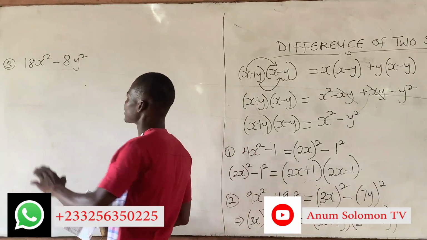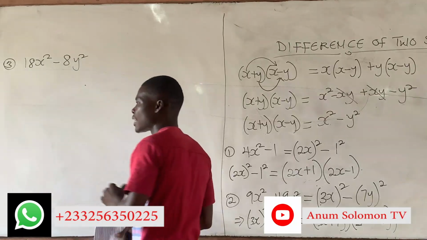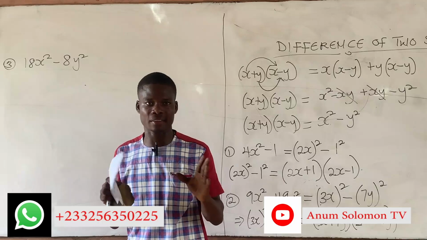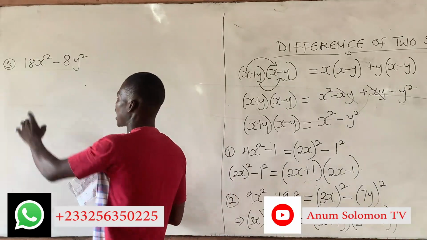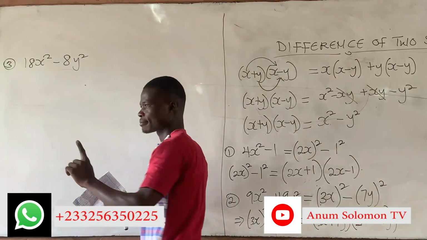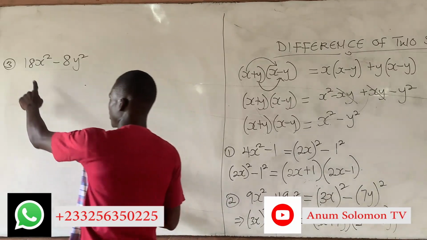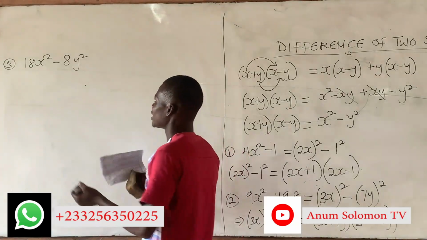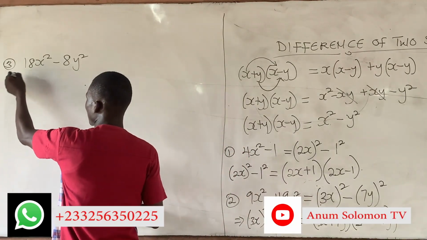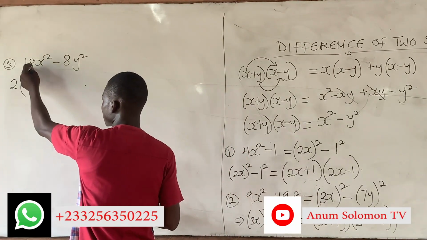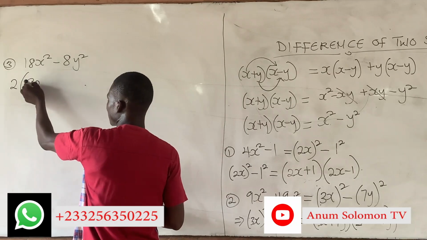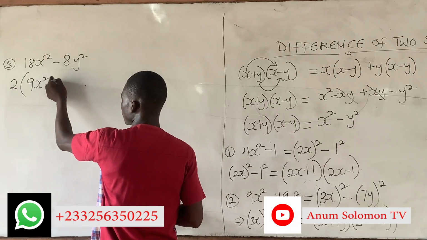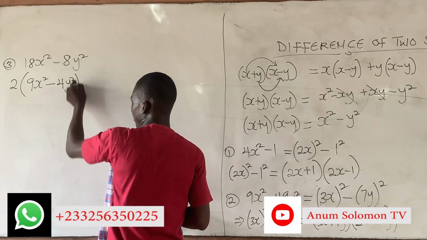So now, since none of them is perfect, let's look at their common factor. The common factor for 18 and 8 is 2. So now let's factor 2 out. When you factor 2 out, 2 goes into 18 nine times, bring your x squared. The minus 2 goes into 8 four times, bring your y squared.